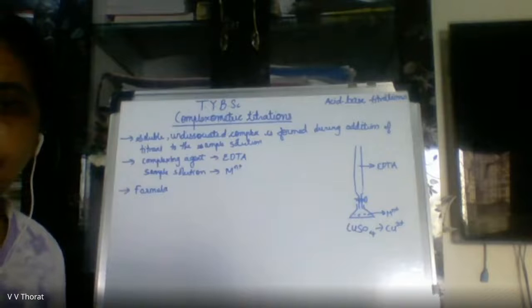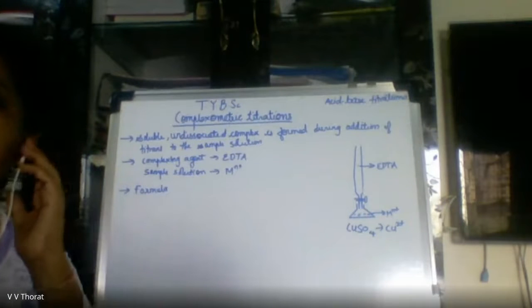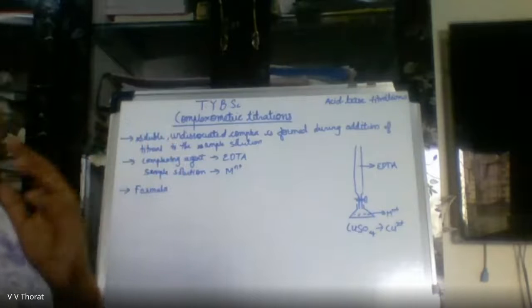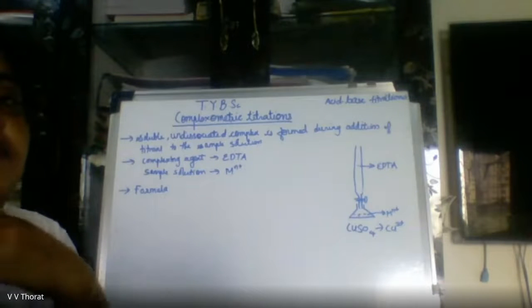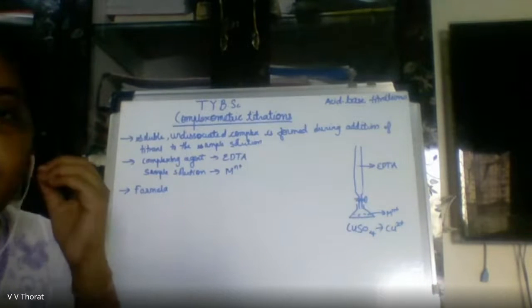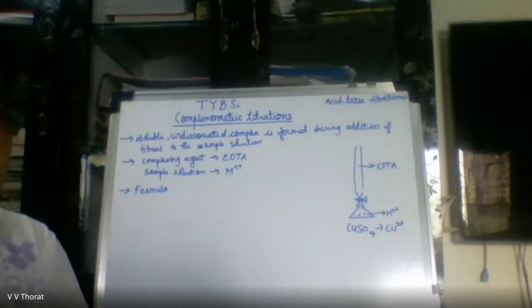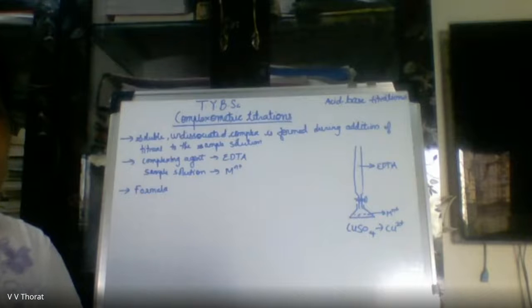Now who will tell me? Vikas, are you there? Unmute quickly. Vikas? Yes ma'am. Tell me, what are complexometric titrations? I don't know. In simple words, you can say complexometric titrations are titrations in which a complex is formed. Vaishnavi, please repeat. What are complexometric titrations?